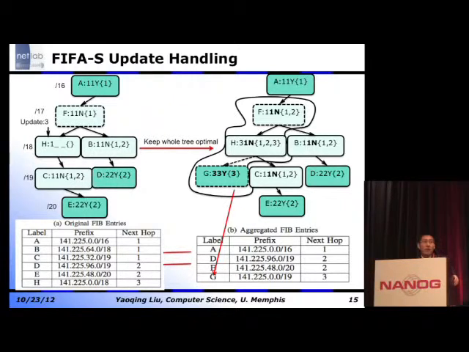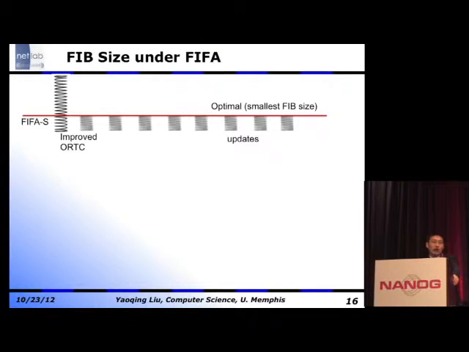For T and H, they have similar properties, so I will skip them, but I want to give you a straightforward example to show the differences between the three algorithms. So finally, I got one. That is an iron spring example. For example, I have the FIFA-S algorithm, and I have an original spring. The original spring represents the original FIB size. For the first step, we apply the improved ORTC to the original FIB, and we get the optimal, or smallest, FIB size. Each atom afterwards shows the result for each update. And as you can see, for each update, the FIB always keeps the smallest FIB size.